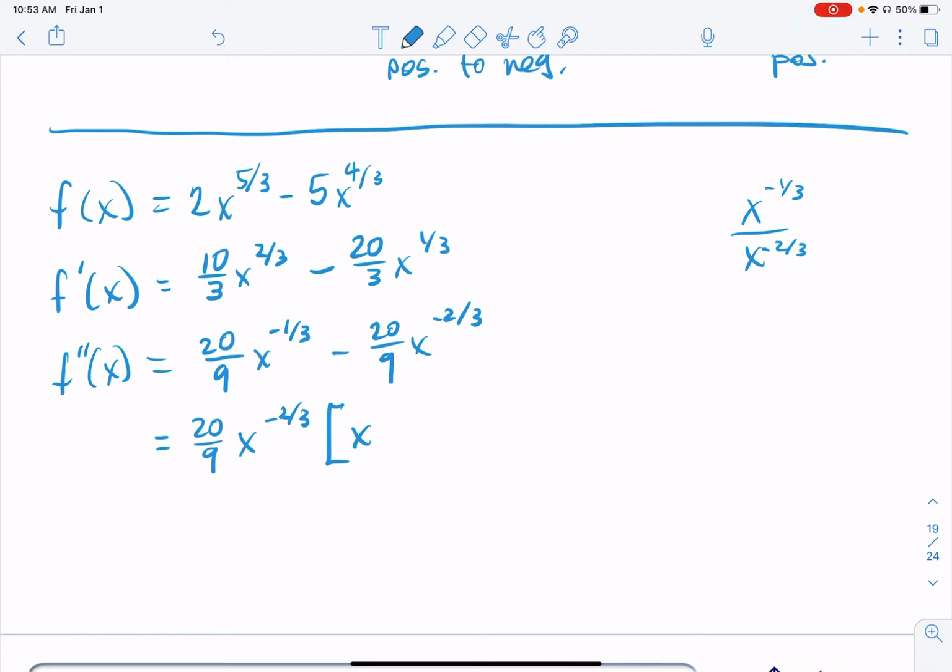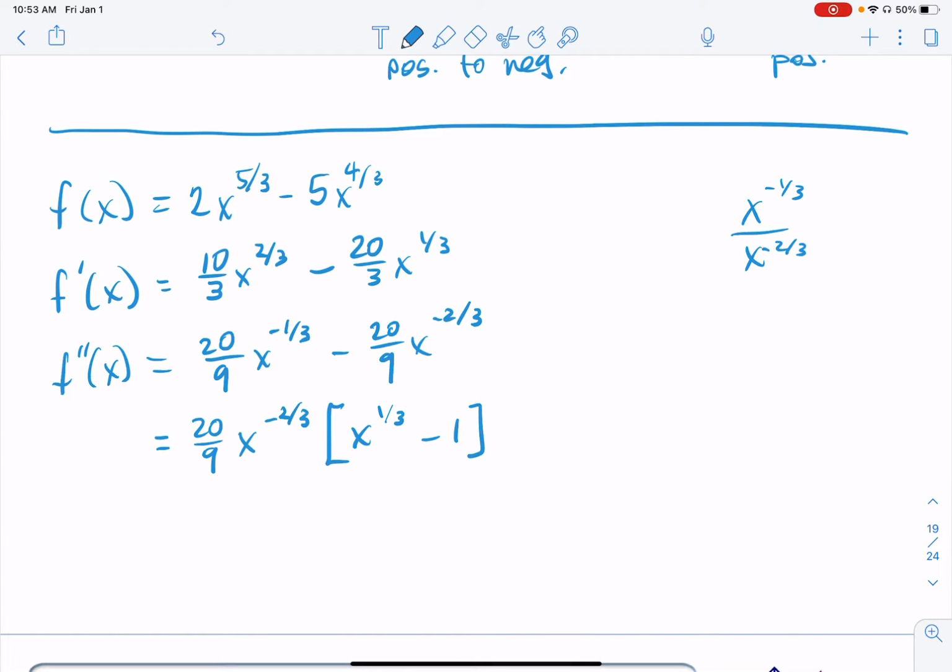I'm going to subtract those exponents, so it's negative 1/3 minus a negative 2/3 makes plus 2/3. That's 1/3 power. Yes, okay. And then finally minus 1.